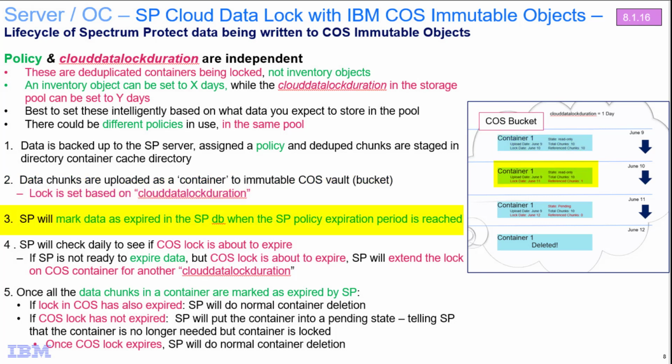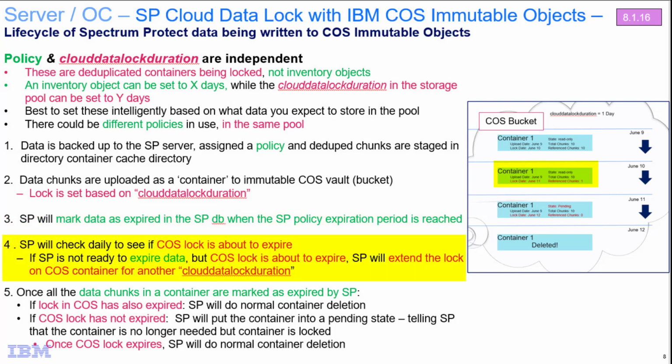So on a daily basis, the Spectrum Protect server goes through and starts expiring off any of the chunks of data inside of that container whose policy time limit is up. And then on a regular basis, Spectrum Protect also checks to see if that container still has a lock placed on it. And if that lock is about to run out of time, but there are still chunks of data that have not yet expired inside of the container, then Spectrum Protect will update that container lock by another cloud data lock duration days.